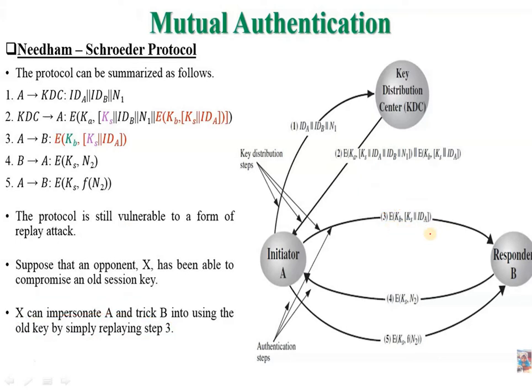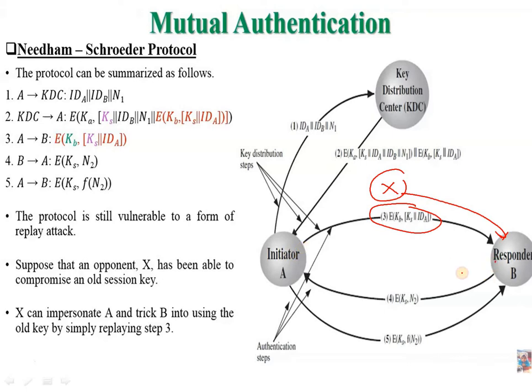Once it has been shared to the responder B, after some time X can also share the same information to B, because X already has a copy of it. That information is sent to B after some time. B doesn't know that X has copied the message. B thinks this message is again from the initiator A.